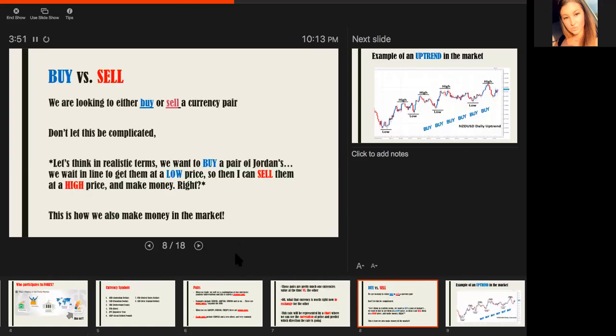We're looking to either buy or sell a currency pair. Let's think about this in real life terms. Say we want to buy a pair of Jordans. I'm waiting in line, getting a ticket. They're only making so many, so I want to get them for the cheap price. Same thing with Yeezys. You want to get them for the low price because you know the value's about to go up, right? So you buy them at a low price and then turn around and sell them at a high price. Basically in Forex, we're buying when price is low and selling when price is high. That's how we make our money.